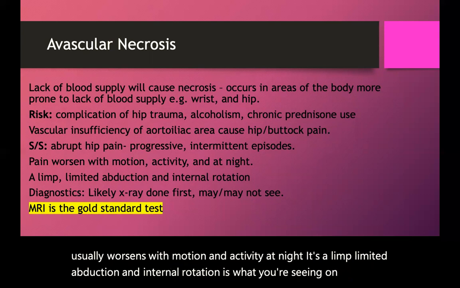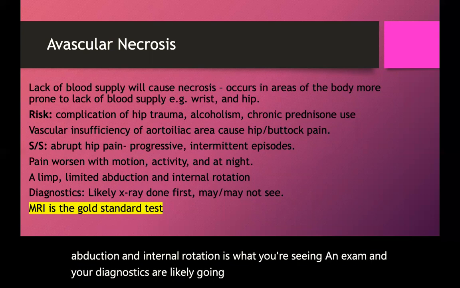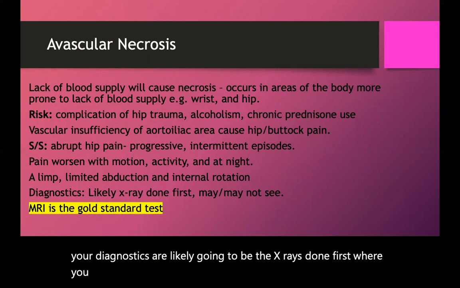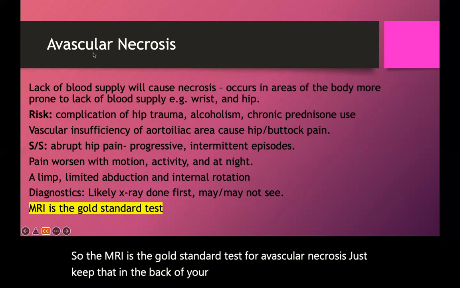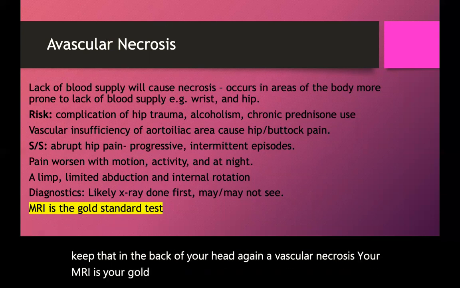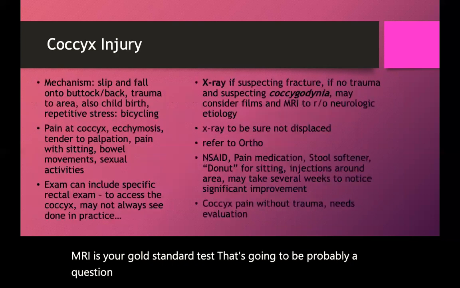And your diagnostics are likely going to be the x-ray is done first, where you may or may not see. So the MRI is the gold standard test for avascular necrosis. Just keep that in the back of your head. Again, avascular necrosis, your MRI is your gold standard test. That's going to be probably a question on your boards.